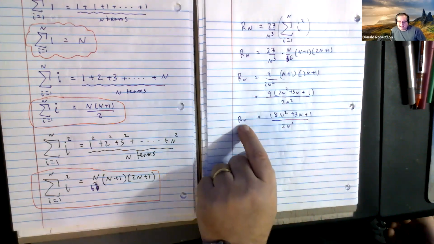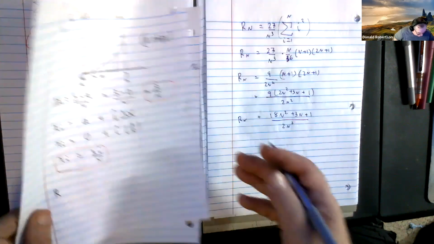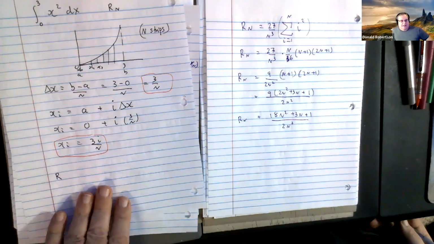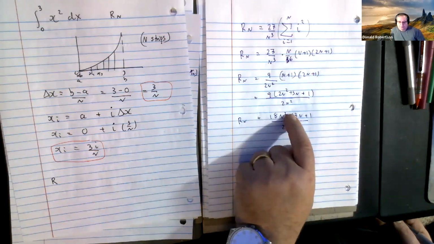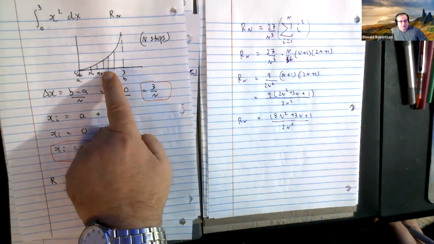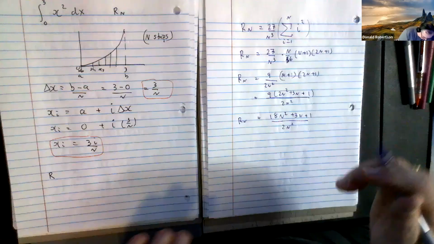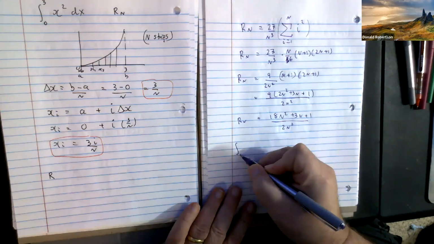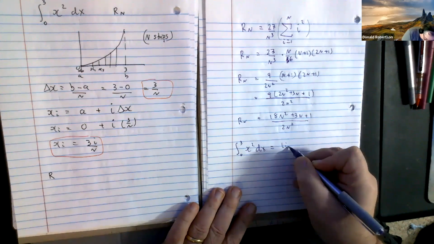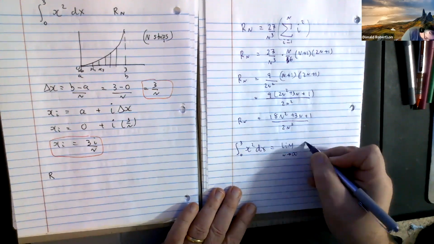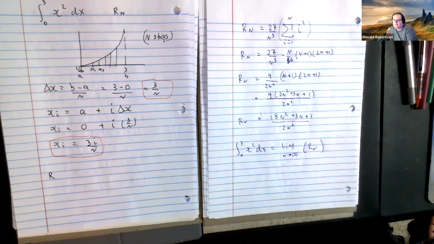Now, n represents the number of strips that I used to find an estimate for that guy. So if I put 1,000,000 in here, this answer would be what you would get if you used 1,000,000 strips. So now we do something even sneakier. The exact value for this guy is what you would get if you used an infinite number of strips.